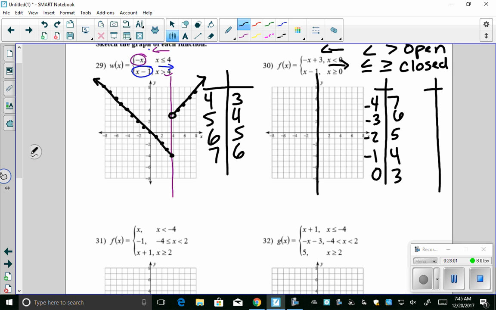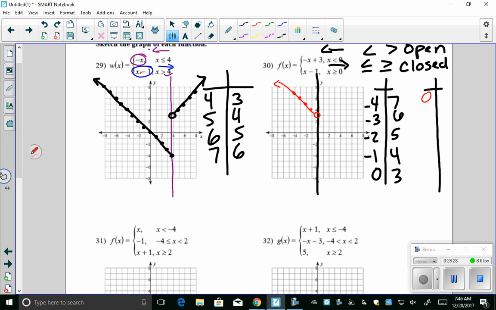So I want to do an open circle at 0, 3. I'm going to change colors so it doesn't get confusing. Let's do open circle at 0, 3, -1, 4, -2, 5, -3, 6, -4, 7. There's my first line. Now go and do the other one.